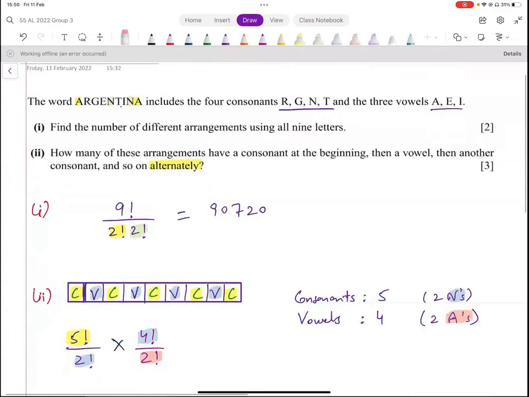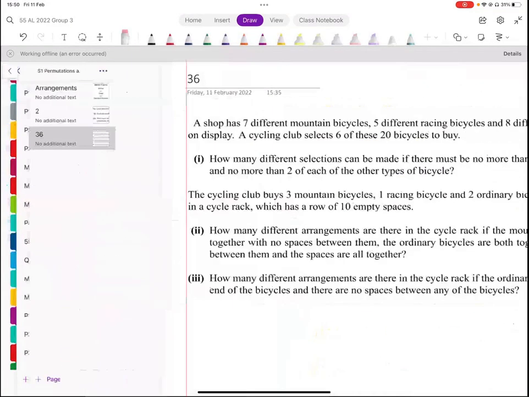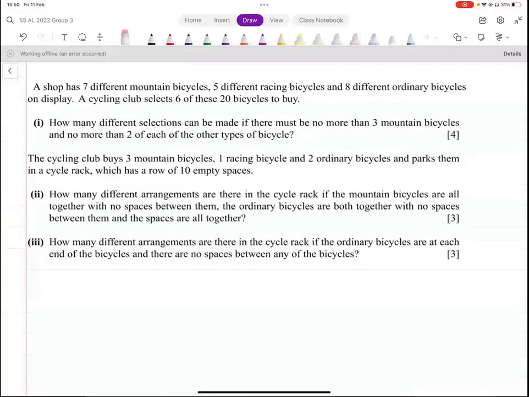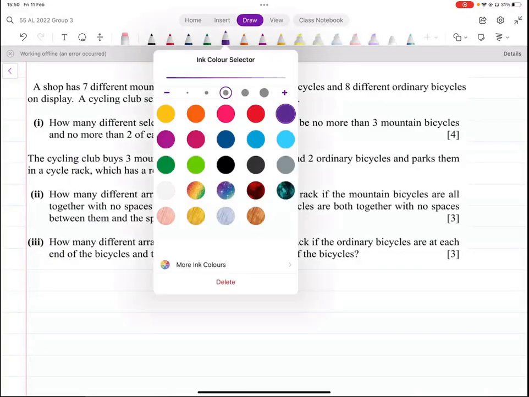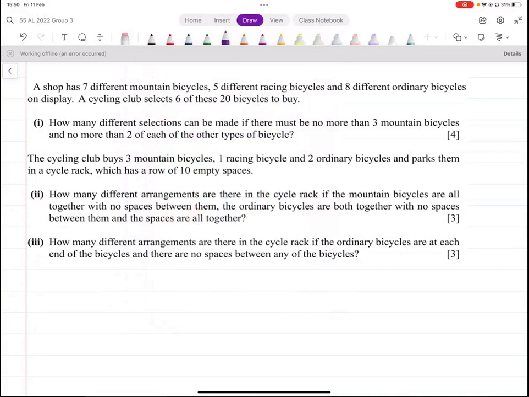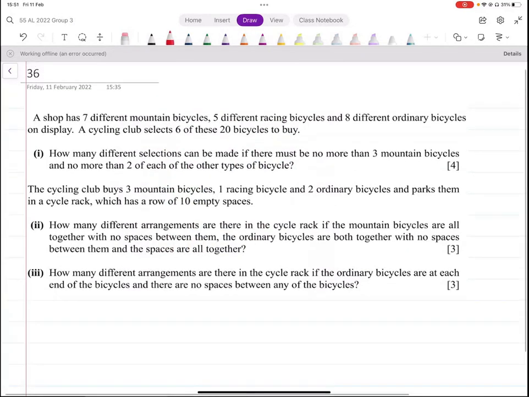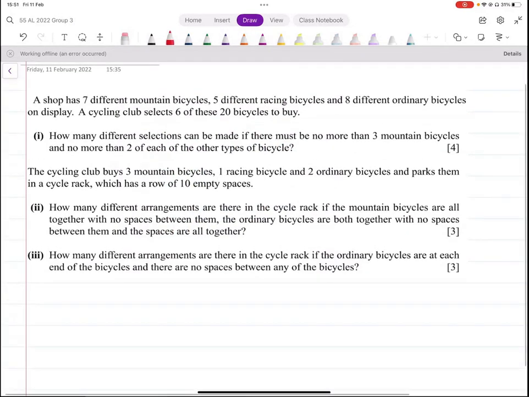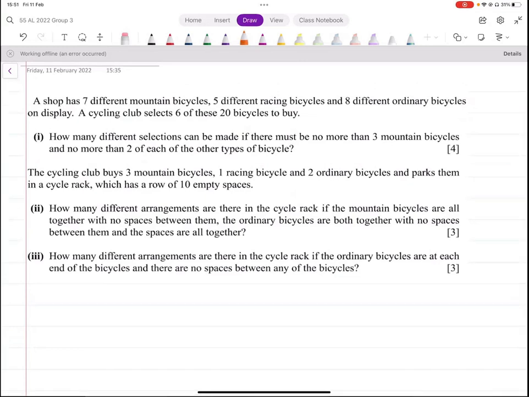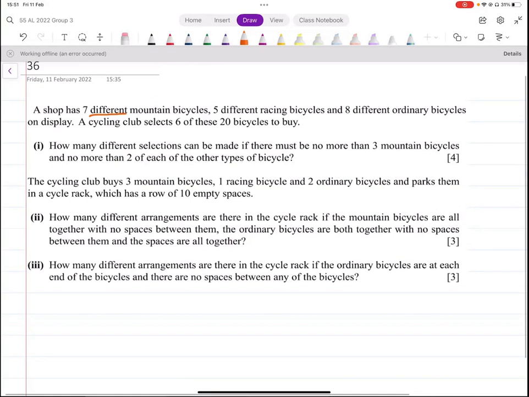Clear hai? Okay, let's look at one more and then we end. So this is the last question that we'll be doing. A shop has 7 different mountain bicycles, 5 different racing bicycles. अच्छा, अब देखें उसने यहाँ पे different लिखा हुआ है. Just to make sure you don't confuse yourself and consider them identical. Although they're mountain bicycles, it does not mean they're all identical. Right? They are different bicycles.